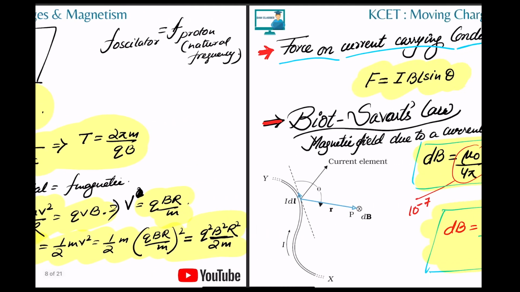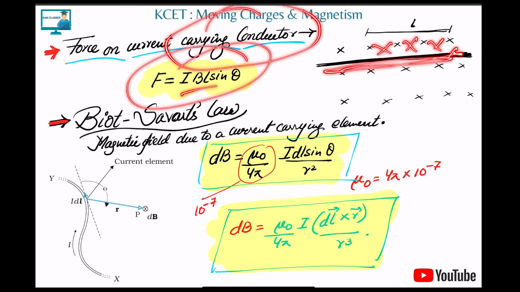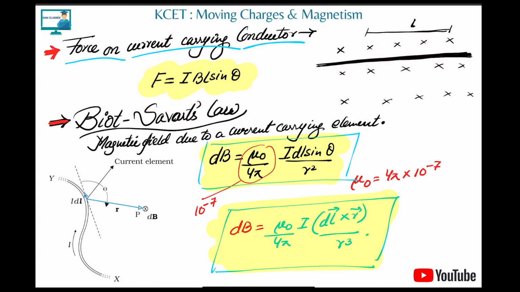Okay, now let's see. Next is force on a current carrying conductor. Very important. Earlier we were just reading about the force on a charged particle. Now we'll be reading about the force on a current carrying conductor. So we have a current carrying conductor placed in a magnetic field. So what is the force? F is equal to I B L sin theta. Directly simple. Okay, you need to understand that much.